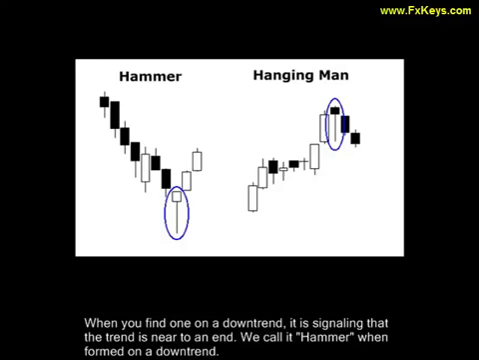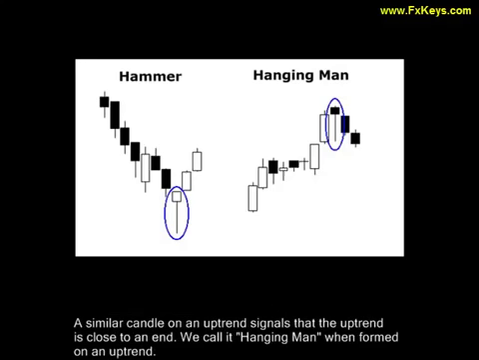When you find one on a downtrend, it is signaling that the trend is near its end. We call it hammer when formed on a downtrend. A similar candle on an uptrend signals that the uptrend is close to an end. We call it hanging man when formed on an uptrend.